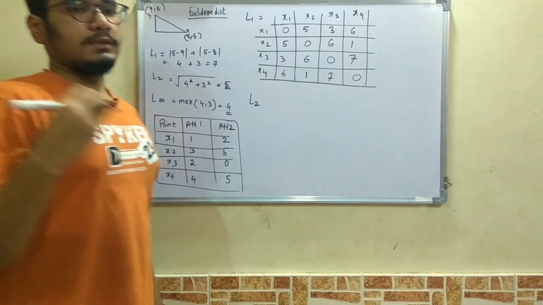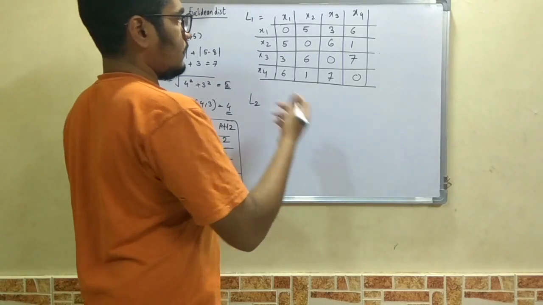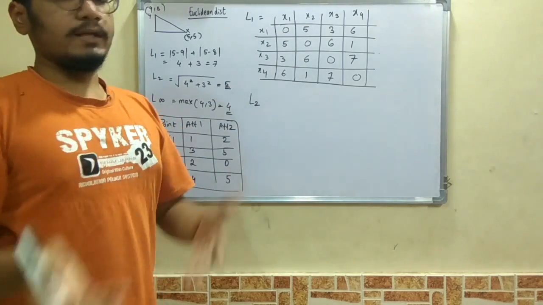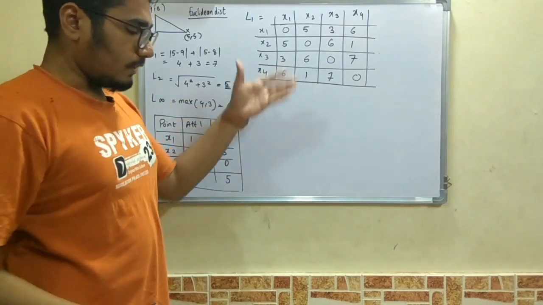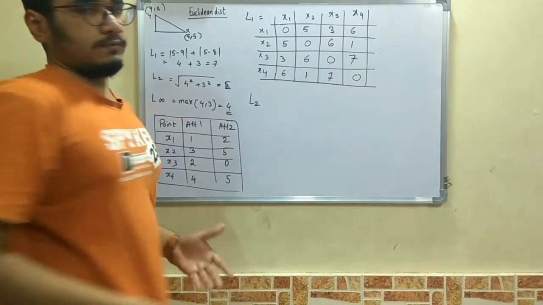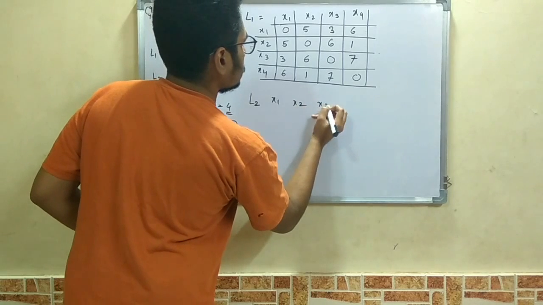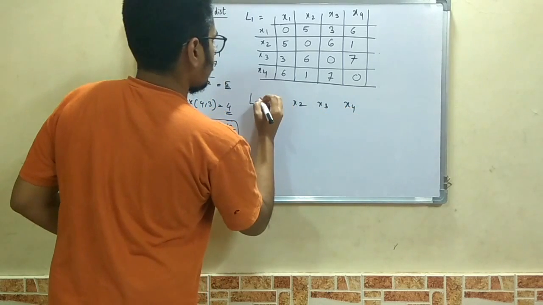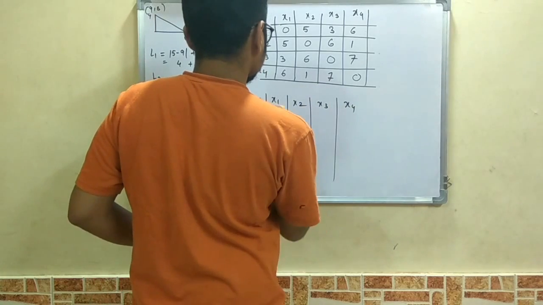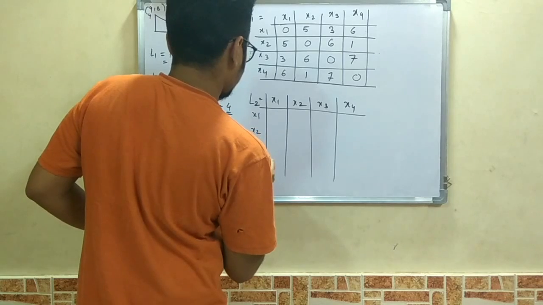The L2 norm is the square root of the sum of squares of these differences. You can use a calculator and calculate all these values. The diagonals will be 0, and you just put the square root of each value. So it will be x1, x2, x3 and x4, L2 is equal to, and x1, x2, x3, x4.